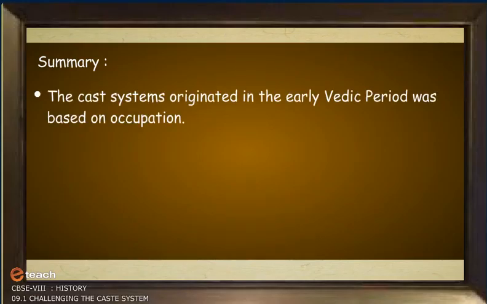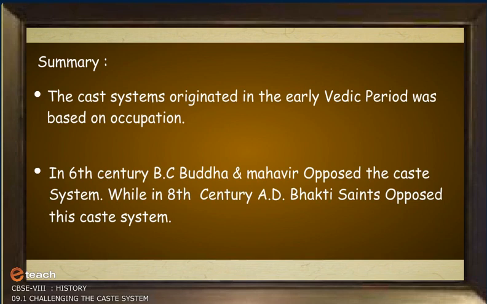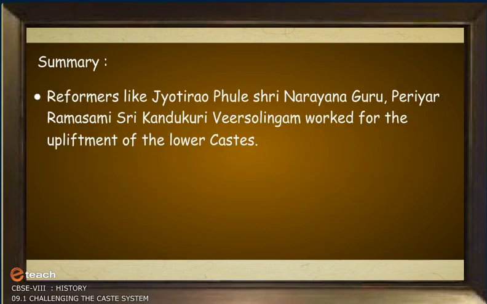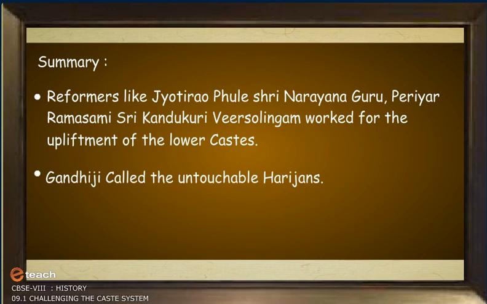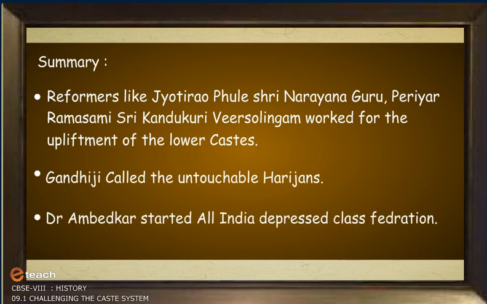Summary. The caste system, which originated in the early Vedic period, was based on occupation. In the 6th century BC, Buddha and Mahavira opposed the caste system, while in the 8th century AD, Bhakti saints opposed it. Reformers like Jyotirao Phule, Sri Narayan Guru, Periyar Ramasamy, and Sri Kandukuri Veeresalingam worked for the upliftment of the lower castes. Gandhiji called the untouchables Harijans. Dr. Ambedkar started the All India Depressed Class Federation.